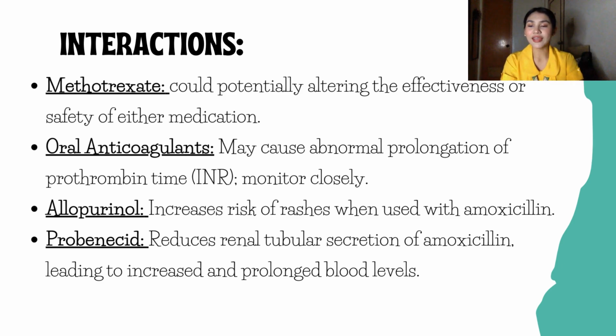Next we have allopurinol. It increases the risk of rashes when used with amoxicillin. Allopurinol is a medication used to treat gout, which is a type of arthritis caused by a buildup of uric acid crystals in the joint. It helps prevent the formation of these crystals by reducing the amount of uric acid that our body makes. Therefore, by lowering our uric acid levels, it can help prevent gout attacks and reduce joint pain and swelling.